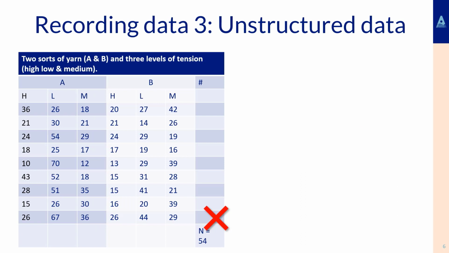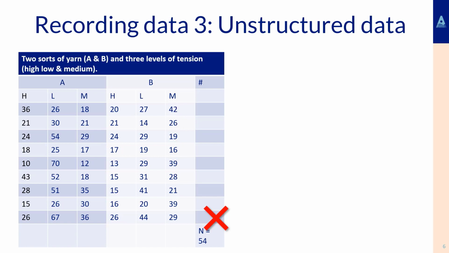Here we have another example of a data recording problem. In this example, the data concerns the number of breaks in woolen yarn. So we have two types of yarn, type A and type B yarn. And for each type of yarn, the loom is put at a high, low or medium tension. So there are 54 subjects, 54 pieces of data. For example, for yarn type A on a high tension loom, there are 36 breaks in this instance. And for yarn type B on a medium tension loom, there are 39 breaks in this example data item.